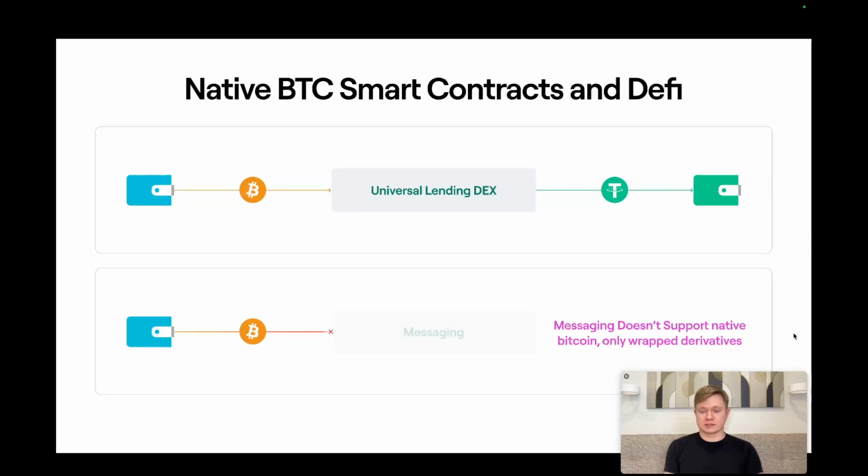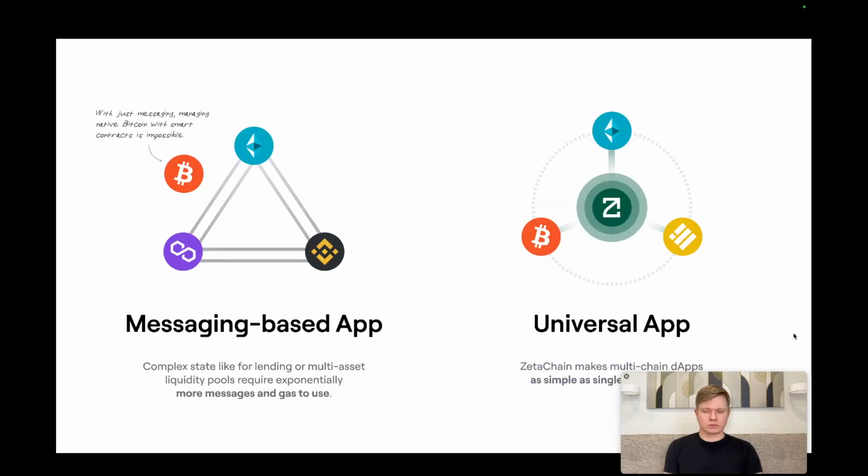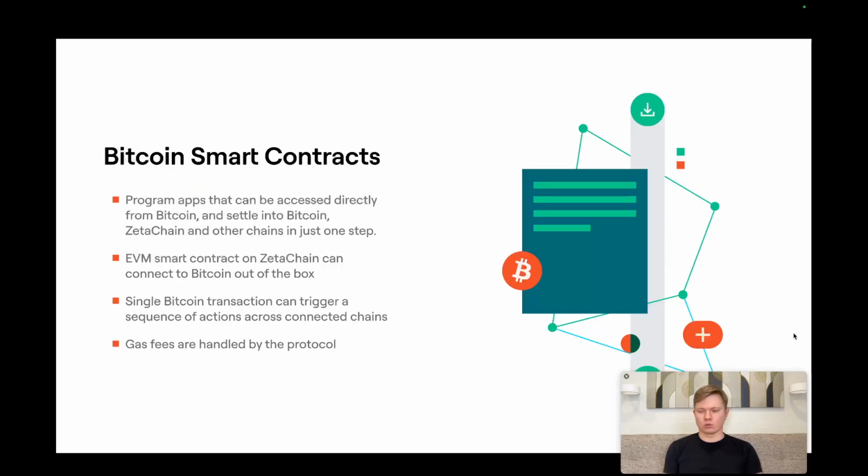And of course, you can do the same with Bitcoin, right? Imagine you want, as a Bitcoin user, to interact with the swap contract, and you want to send USDT to someone. You can't do that with messaging. You can do this with Universal apps on ZetaChain. So, as I said, Universal apps is a more flexible, more future-proof architecture. We're planning on adding many more chains, and you wouldn't have to worry about any of this. It's just going to work.